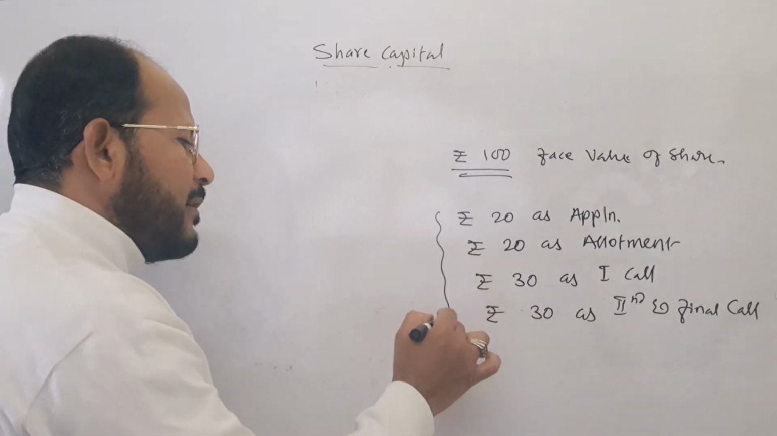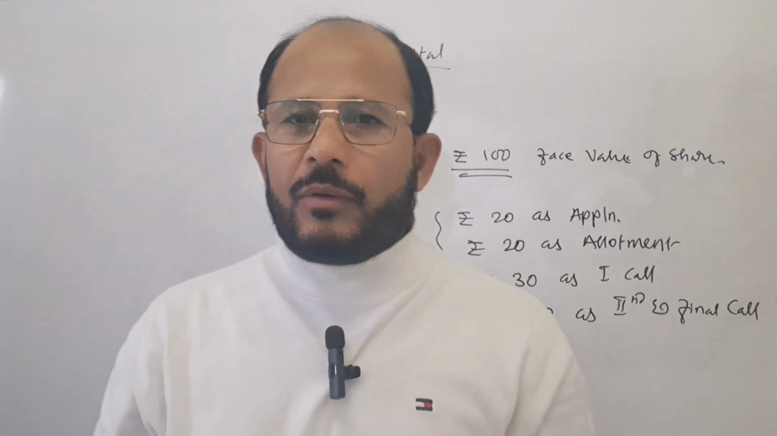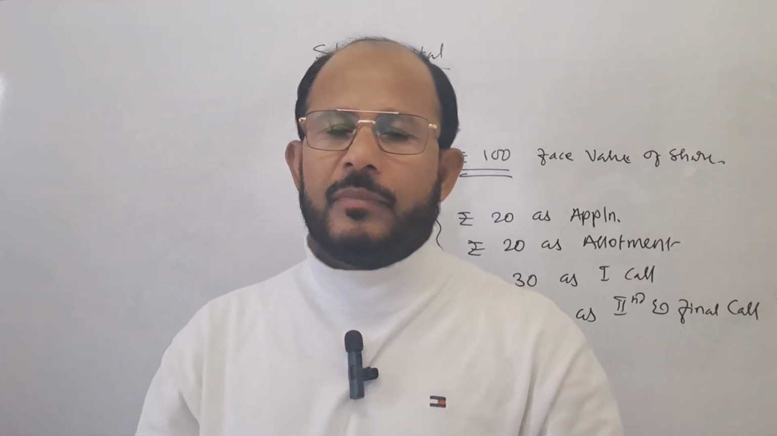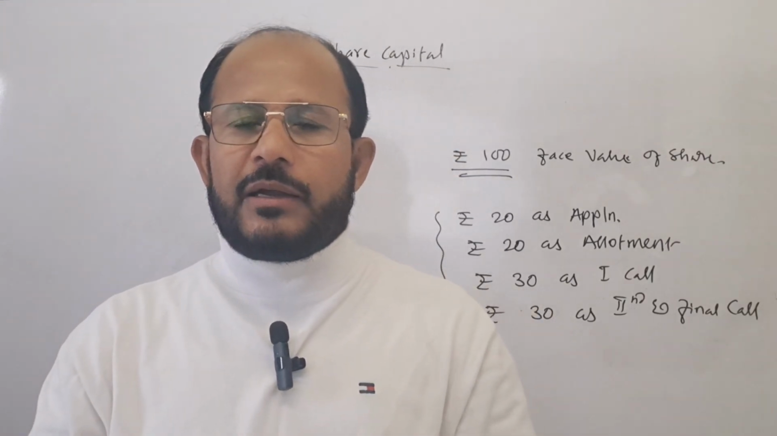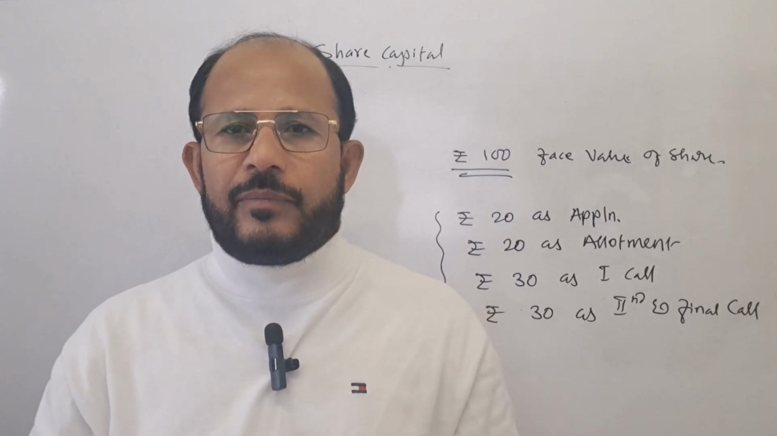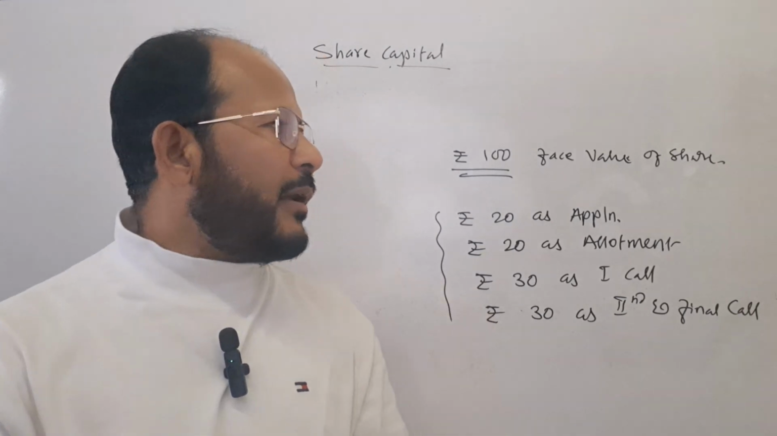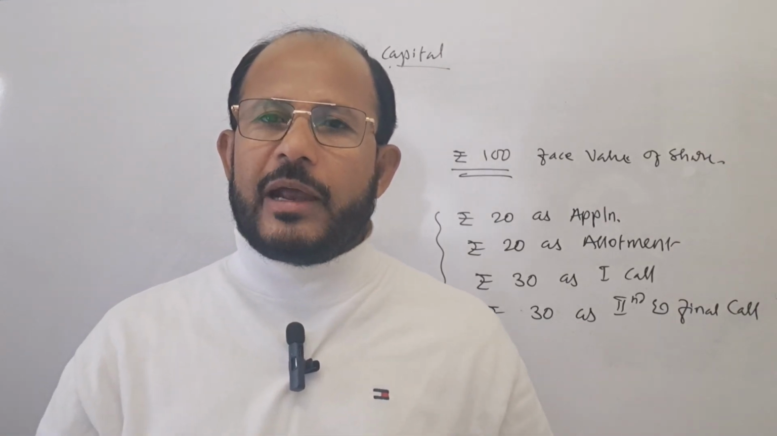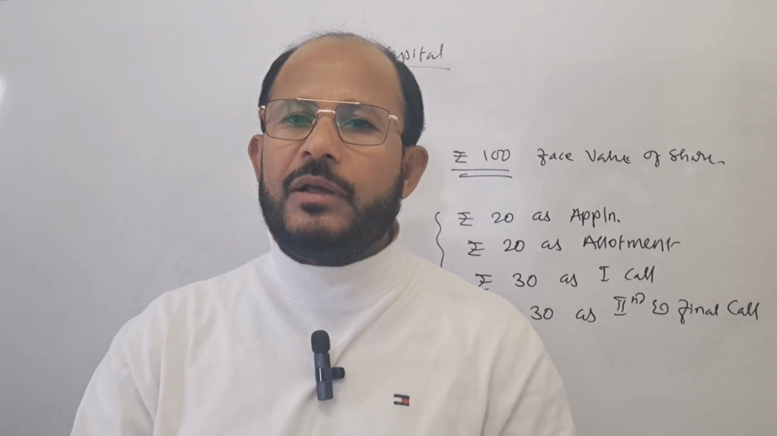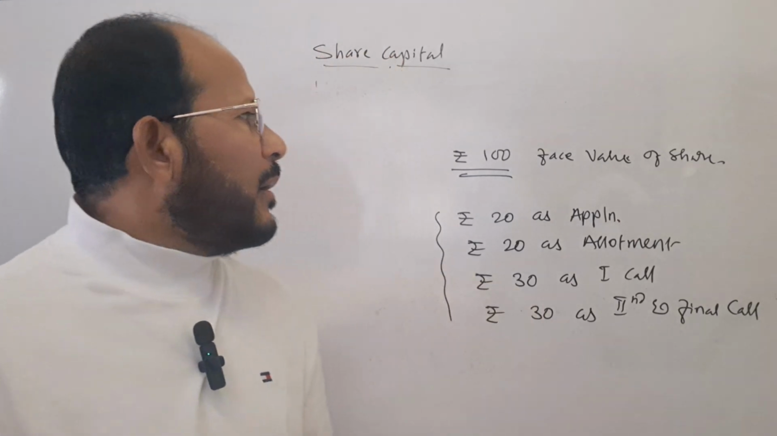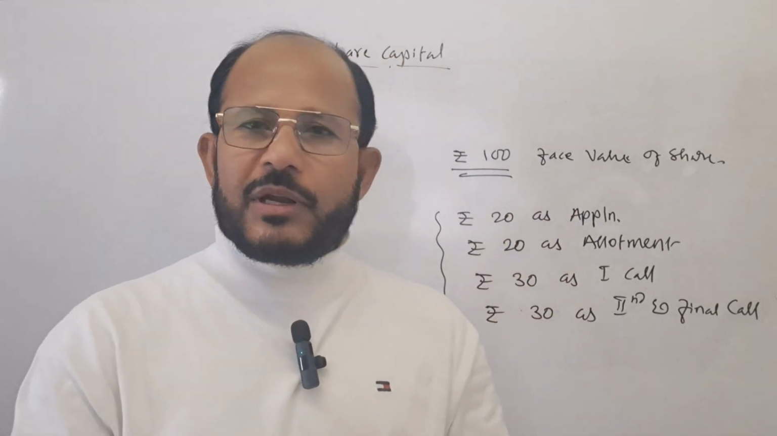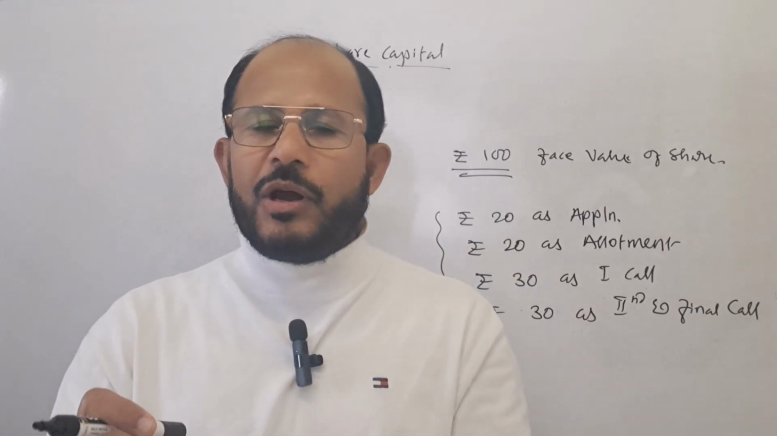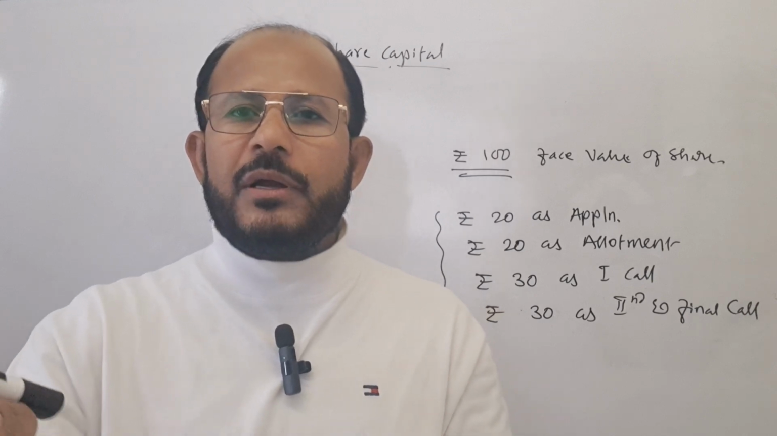See, for collecting the amount of capital, what the company does, company will issue the prospectus. It will inform the public that company is interested to sell the shares to the public. Therefore, interested people can apply for that. Therefore, company will get the applications from different people. But at the time of application, company will put one condition, that at the time of application, you have to pay rupees 20 per share.